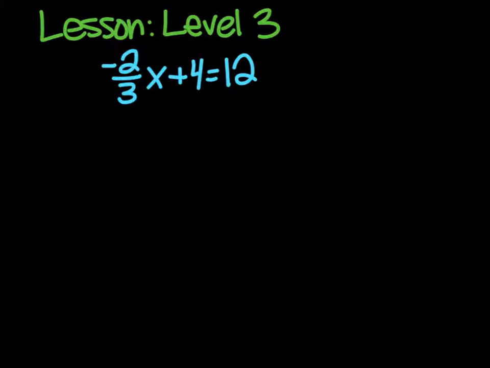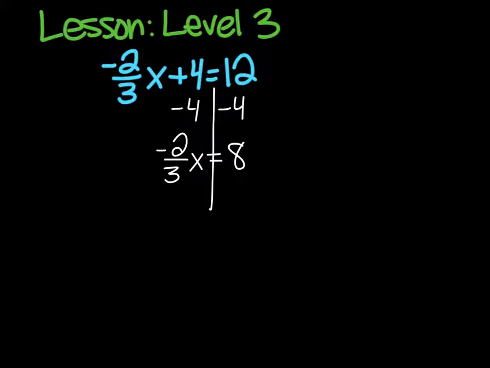Example 3, -2/3 x plus 4 equals 12. The first thing I want to do is get rid of my tag-along, or my constant of 4, and subtract it from both sides. We should be getting the hang of that part by now. So I'm left with negative 2/3 x equals 8.